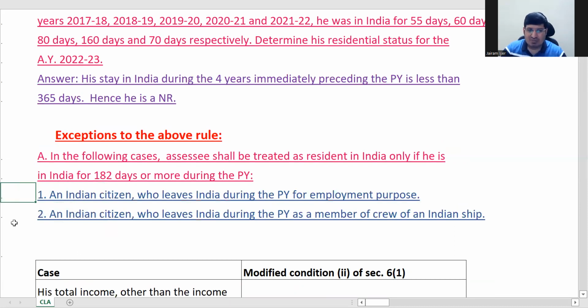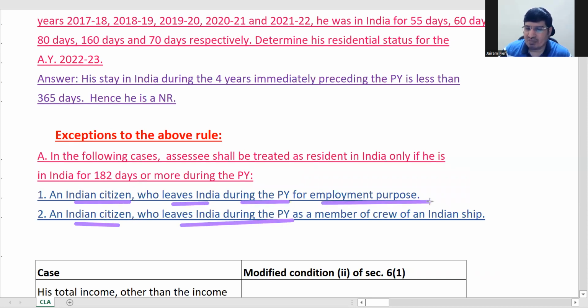So in this case, we are talking about a person who is leaving India. Always remember, it is a person who is leaving India, going out of India. And in both cases, it has to be an Indian citizen who leaves India during the previous year, for employment purpose or as a member of crew of an Indian ship. The conditions have to be fulfilled as they are. If they are saying Indian ship, it has to be Indian ship. If we say employment purpose, it has to be employment purpose, not business purpose. So all words are important here.